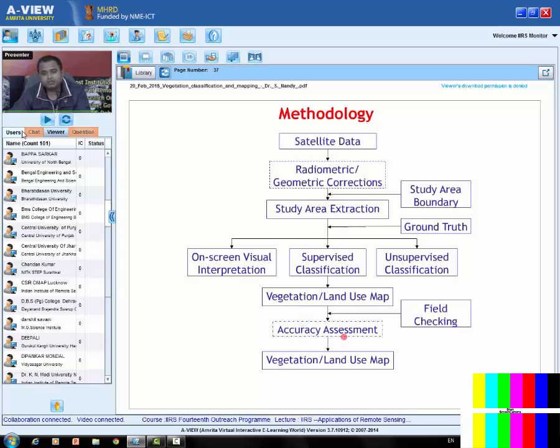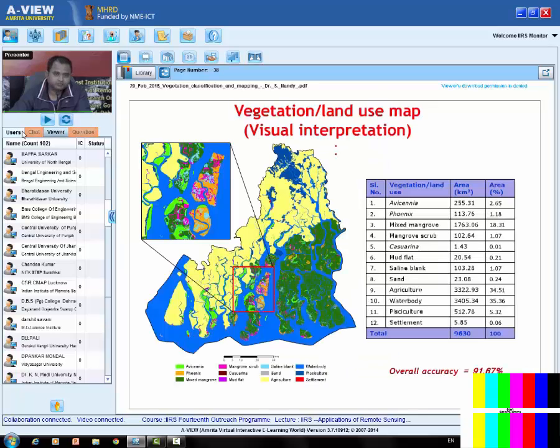So you can go for different classification schemes which suit you. Then you do the accuracy assessment after field checking. That means you will take this land use map to the field again, and you will check the accuracy of this map, and ultimately you will get the vegetation land use map with certain accuracy, and then you calculate the area under different classes.